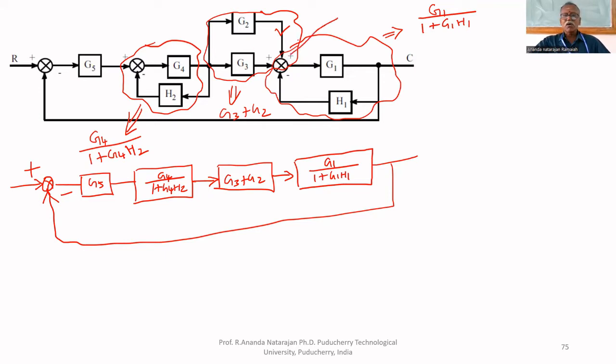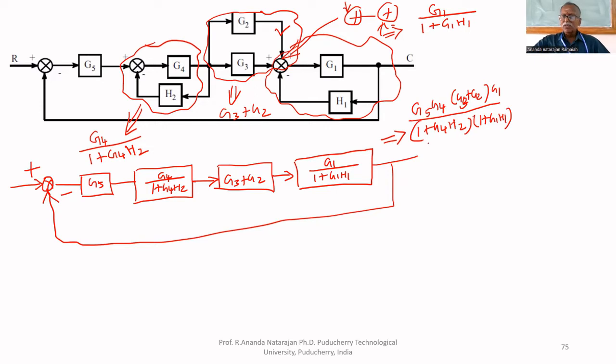You have to separate this summing block into two summing blocks. One, this forward path, another one for feedback. Like that, you have to separate this into two summing blocks. So now we can multiply all these together. This is equal to G5, G4, G3 plus G2 multiplied by G1 upon 1 plus G4H2 multiplied by 1 plus G1H1. This is one step.